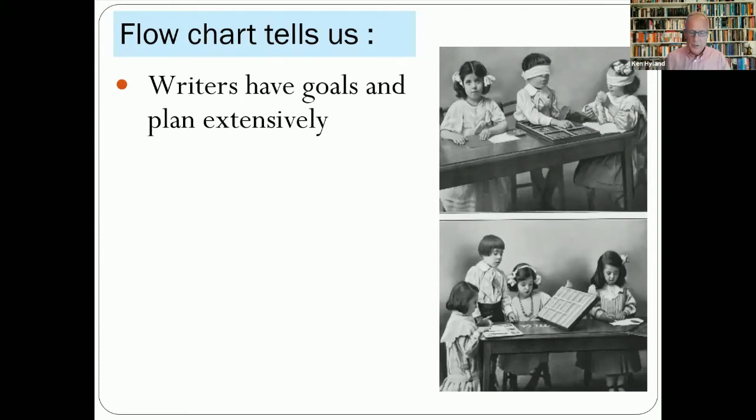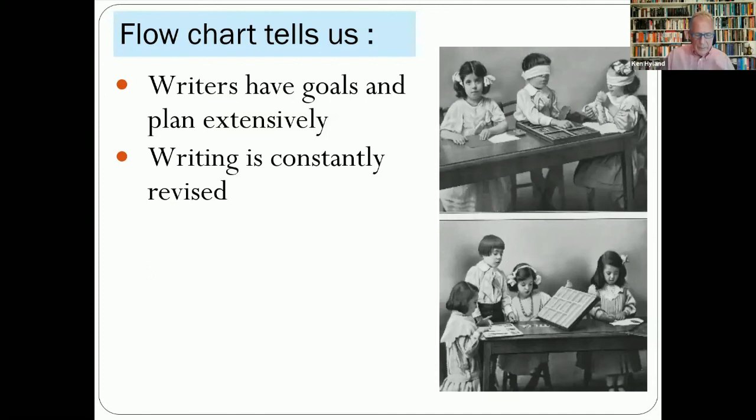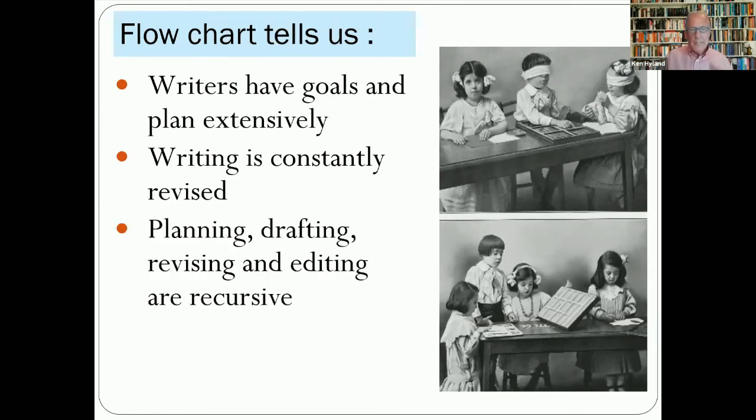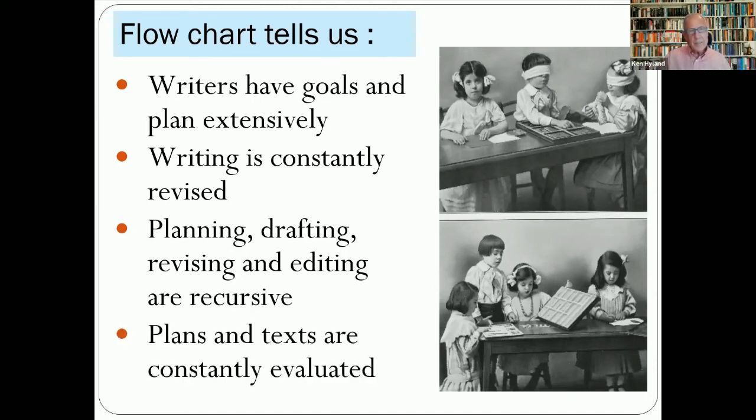So in class, we get students to do internet searches, take notes, use a library. It tells us that writing is constantly revised, often in our heads before any text has been written down. That planning, drafting, revising, and editing are recursive and potentially simultaneous. And that plans and texts are constantly evaluated by the writer in a feedback loop. So plan, write, plan, write, plan, write.